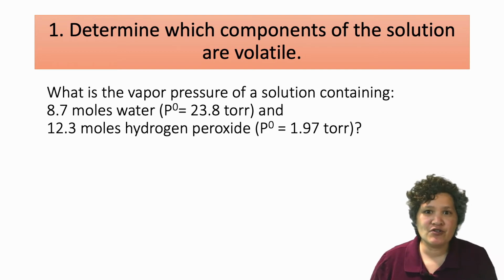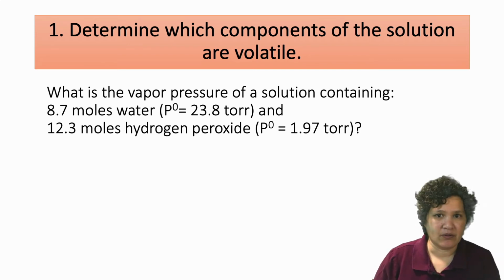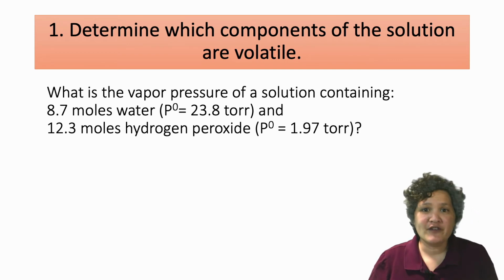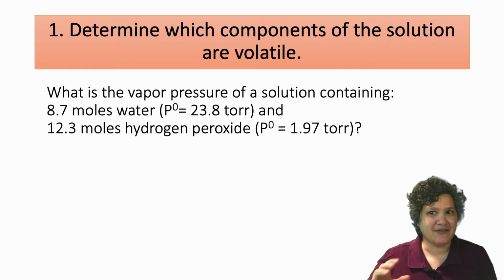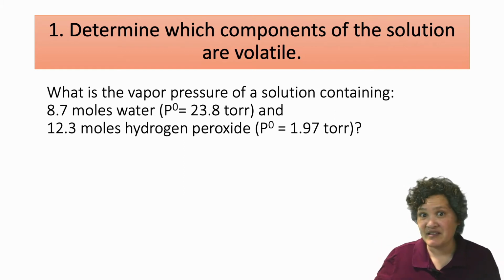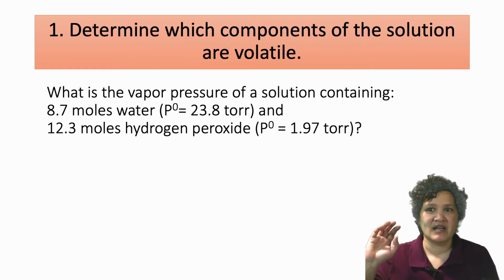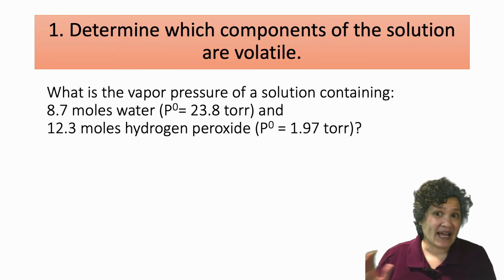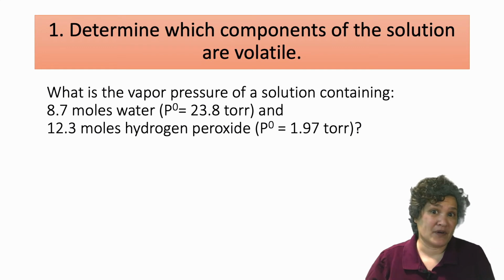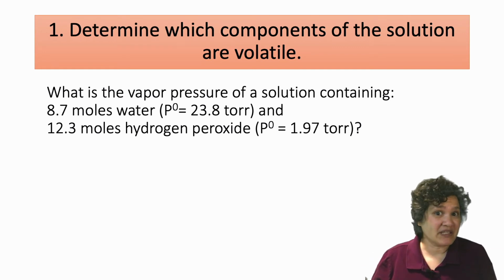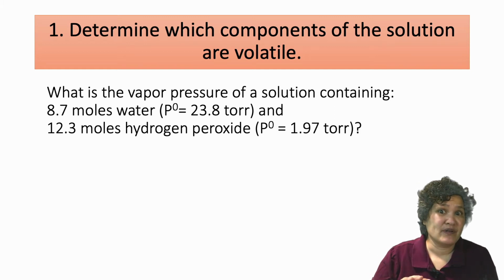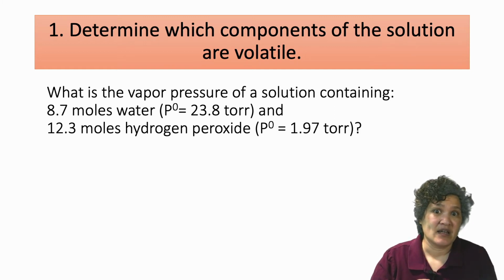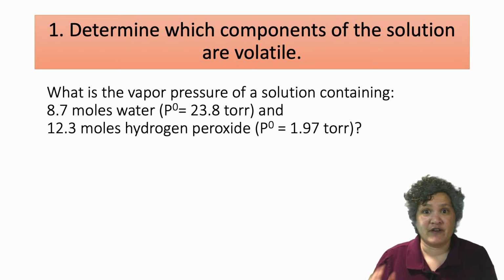Now, people do ask me, how do you know? And I'll tell you how you know. If you get a question that gives the P naught of this thing, remember, the P naught is the partial pressure of a pure liquid. If you have something that has a vapor pressure given to you, that tells you it vaporizes. It tells you it's volatile. So basically go through and see which of those things have an associated vapor pressure.